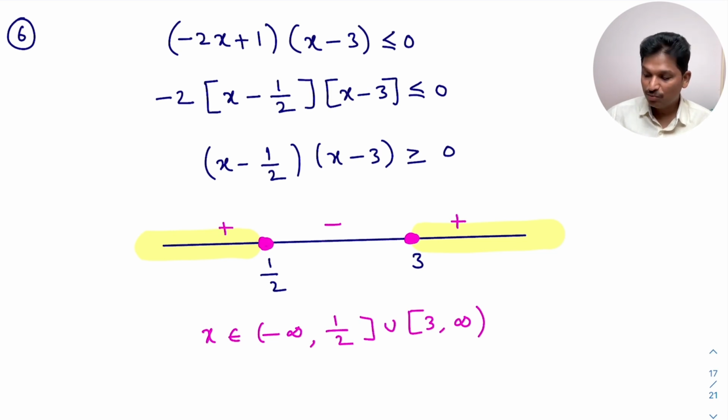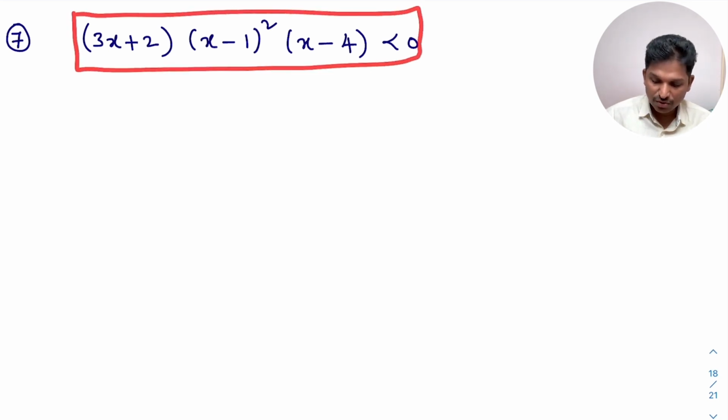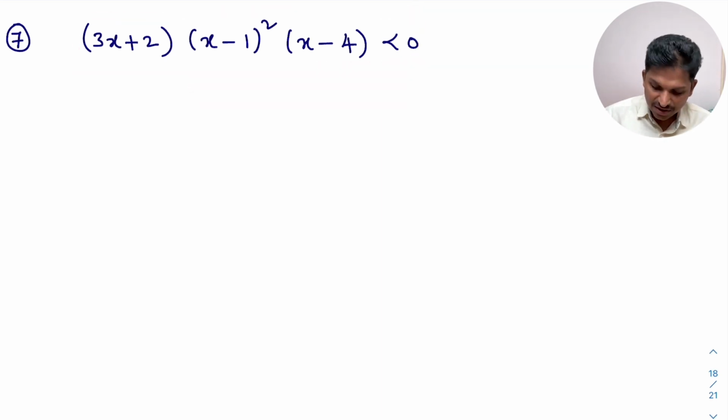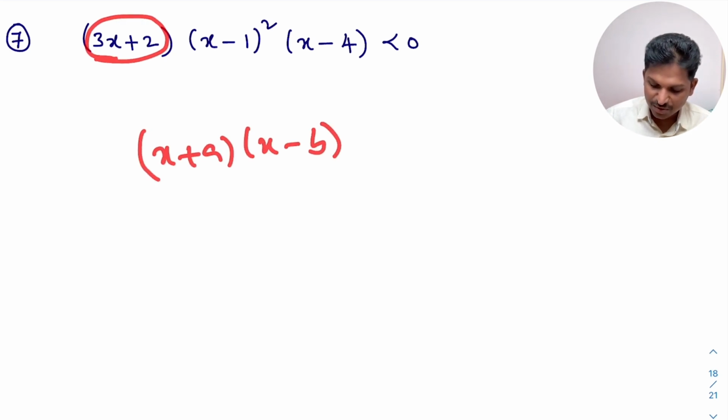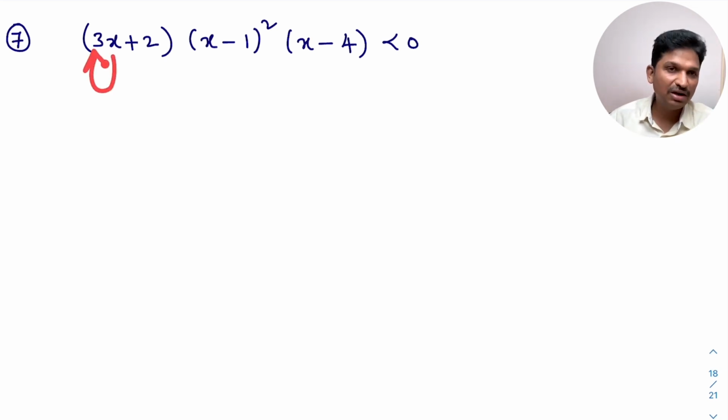Okay, now we'll move to next problem. You see this problem here, (3x plus 2) is there, (x minus 1) whole square is there, (x minus 4) less than 0. What the point is, we need to solve this inequality. For what values of x does this inequality hold good? That is the question. Here, this is not like x minus a or x plus a or x minus b type. x coefficient 3 is there. As 3 is positive, directly you can do this. However, best thing is you try to make x coefficient 1 so that you can simplify this very easily.